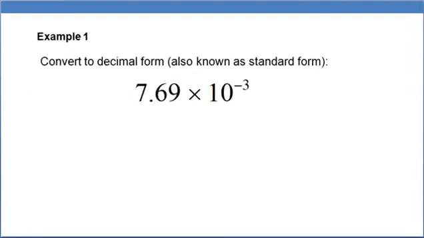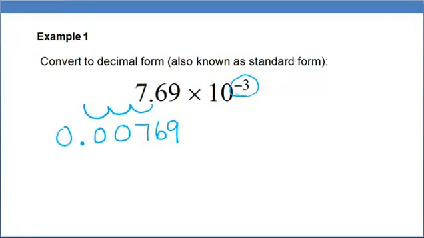We're going to convert to decimal form. This is also known as standard form. So we will just apply the multiplication. When we multiply and we have a negative exponent on our power of 10, it will move our decimal to the left 3 places. So we're going to move 1, 2, 3. So we're going to have to add some zeros to have enough spaces. So we moved 1, 2, 3 places, and make sure that you do write your decimal.